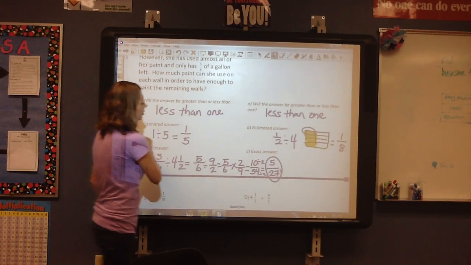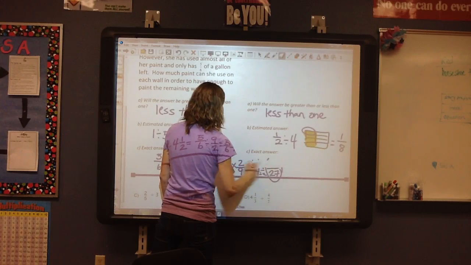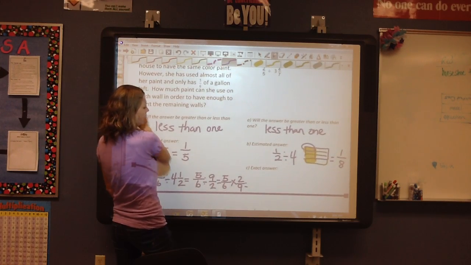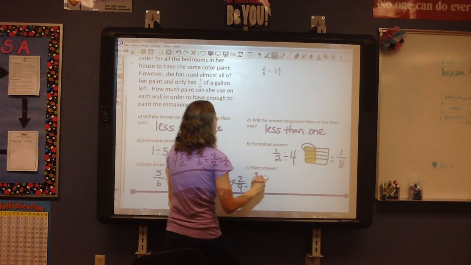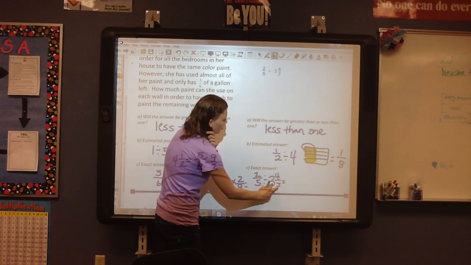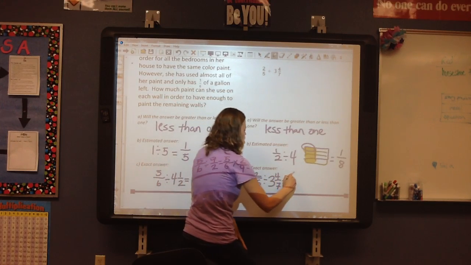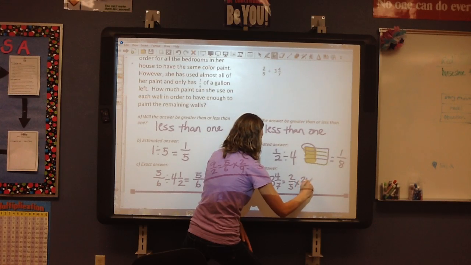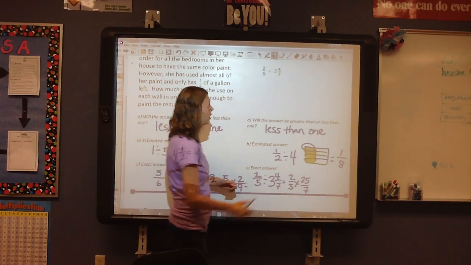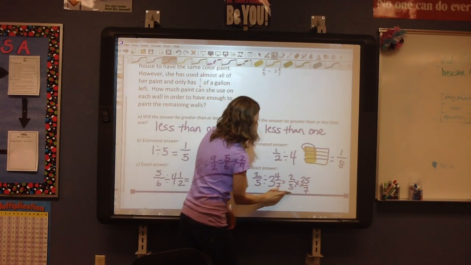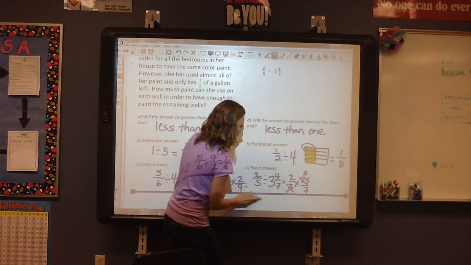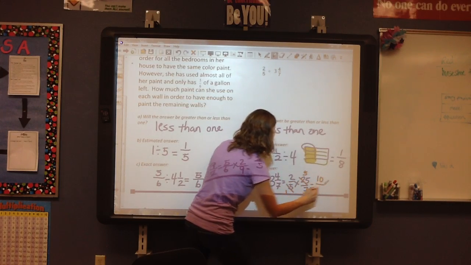So for my exact answer, I'm going to do 2/5 divided by 3 4/7. I'm going to convert this to an improper fraction. So this is 21 plus 4 makes 25. And again, you can look to the numbers across to see if you can reduce ahead of time. I'm going to show you that way. The 5 and the 25, I can divide both of those by 5. 25 divided by 5 is 5. 5 divided by 5 is 1. And so now when I multiply across, I get 10/7.